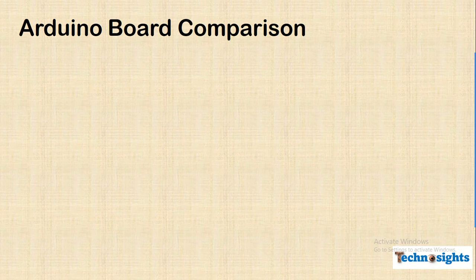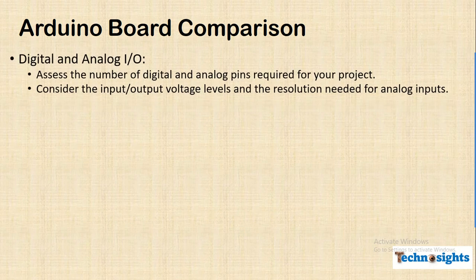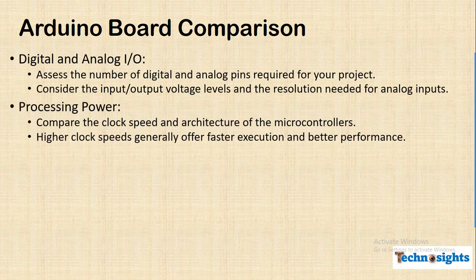Then the next factor that we can consider is Arduino board comparison. Here there are again different aspects based on which we can compare our Arduino boards. The first aspect is digital and analog input output. We need to check the number of digital and analog pins required for your project. Again, we have to consider input and output voltage levels and the resolution that is needed for the analog inputs.